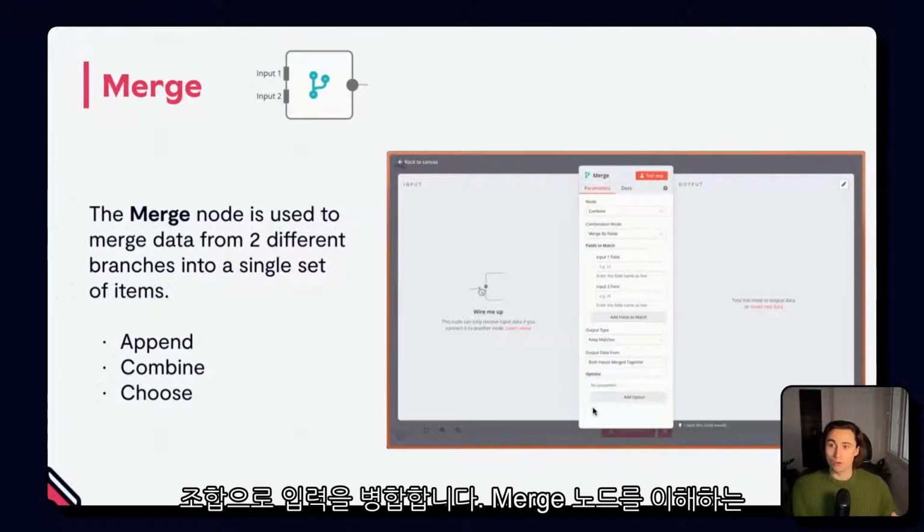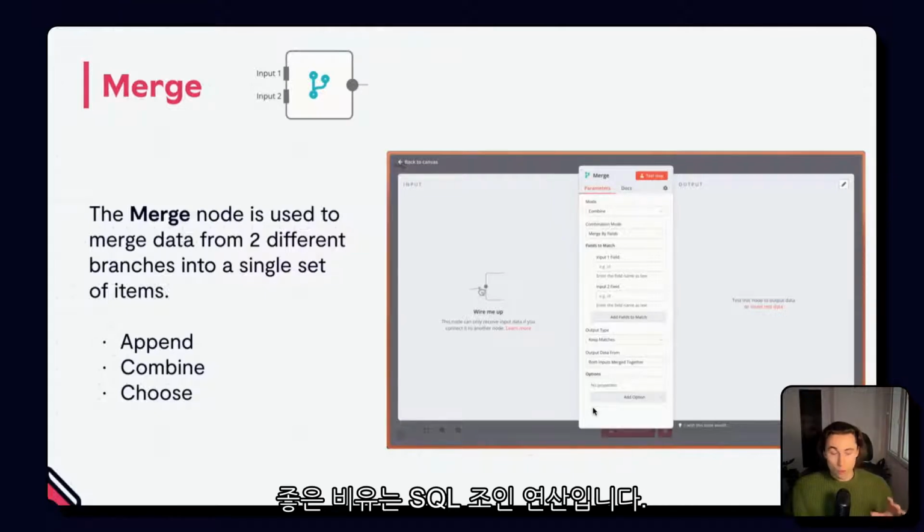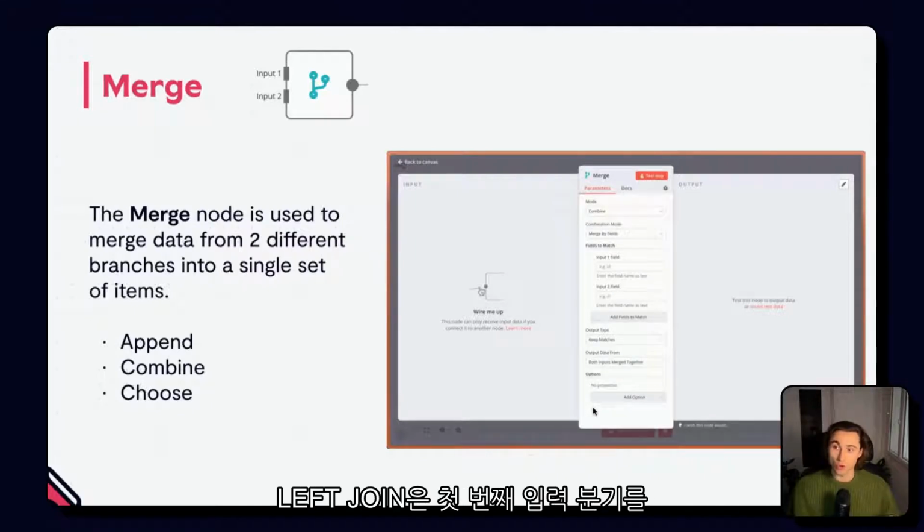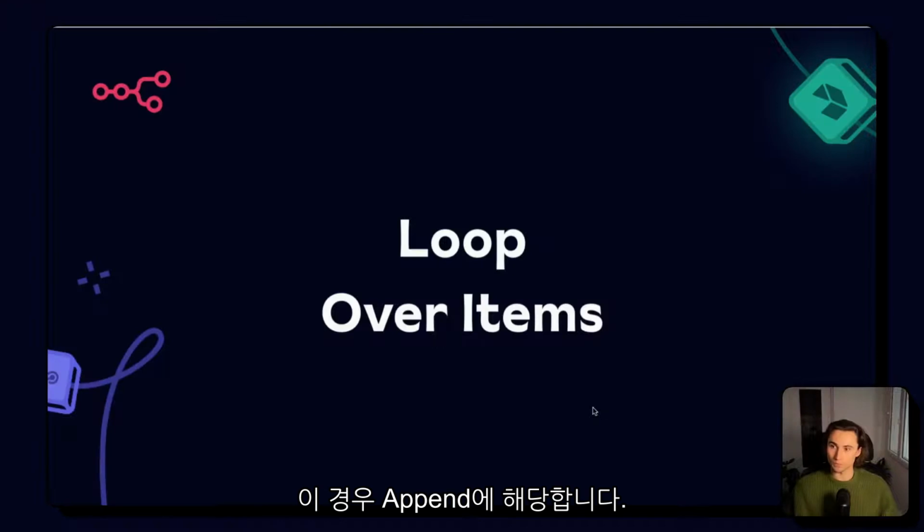A good mental model for the merge node is the SQL join operation. Inner and outer joins are equivalent to keeping matches or not keeping matches. The left join is equivalent to enhancing or enriching the first input branch, and the right join enhancing the second input branch. Unions are equivalent to appends in this case.